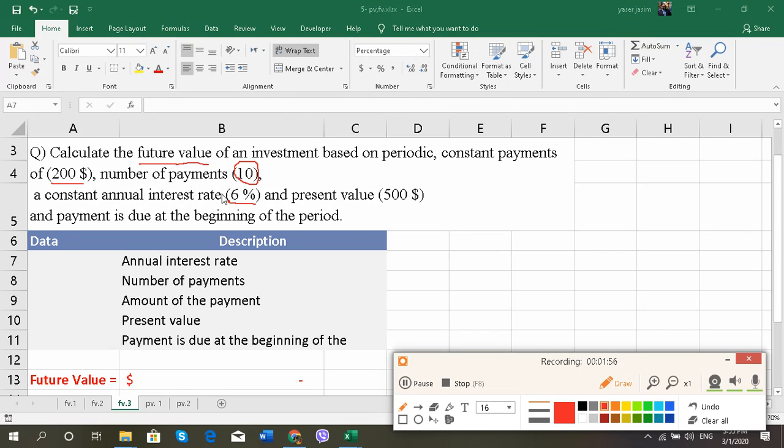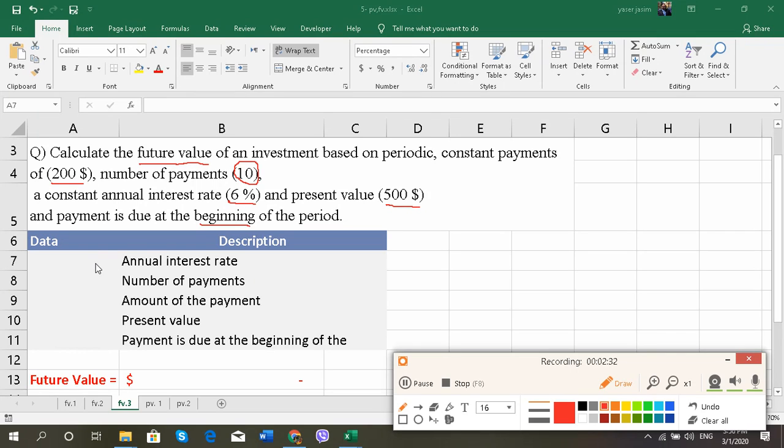It's yearly, not monthly, so these two are not even. So we need to do something in the future value function. The present value, the PV, is 500, and as I said, it's going to be negative because we're going to pay this money for the investment, and the payment is due at the beginning of the period. This is the type. So what do I need to do? The payment is monthly and the annual interest rate is yearly. These are not even. This is very important.